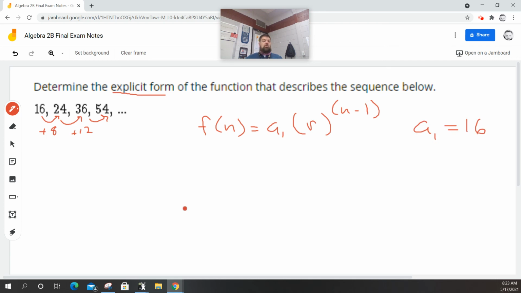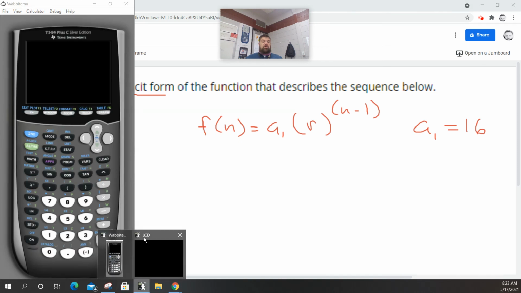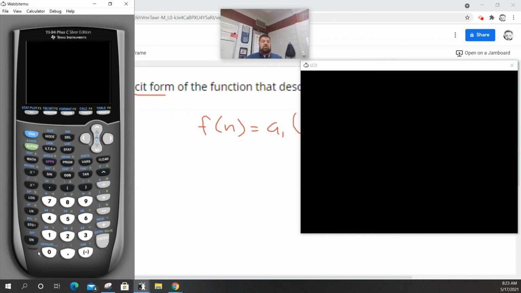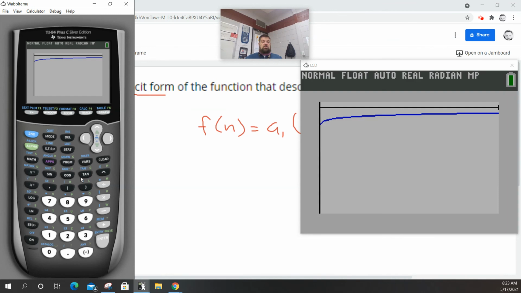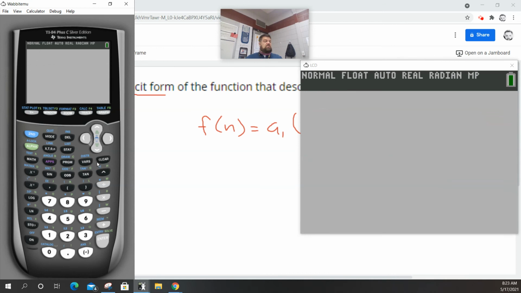But then I have to think about, well, what's the common ratio? The easiest way to find the common ratio is just to do the math. So if I clear this out, if I say the last term, 54, divided by the term prior to that, 36, right? A common ratio means you're multiplying by the same number over and over. So I get 1.5, all right?